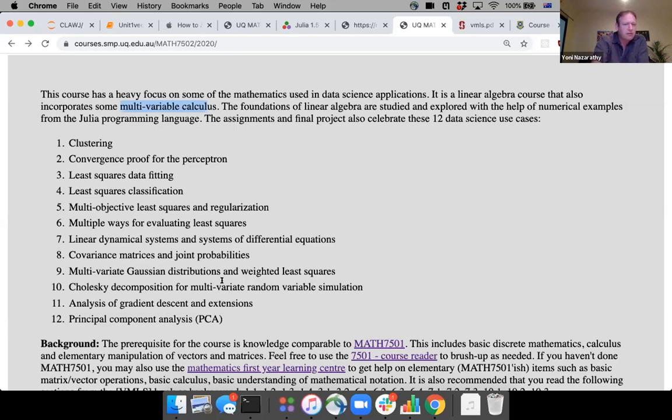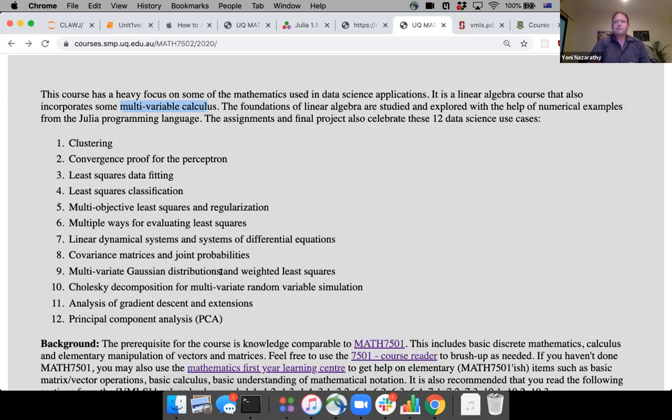Where is deep learning in these 12 things? Which one of these 12 things is the workhorse for deep learning? Is it clustering? Is it the convergence proof of the perceptron? Is it least squares? What is deep learning? Take a bit of a guess. I assume most of you have heard of deep learning, neural networks, artificial intelligence, as it's sometimes called. Principal component analysis, maybe? Which one is related to deep learning? Not that that's the most important thing, but that's certainly a hot topic.